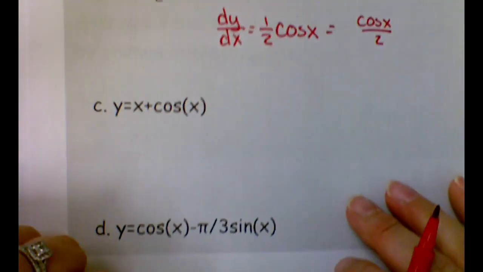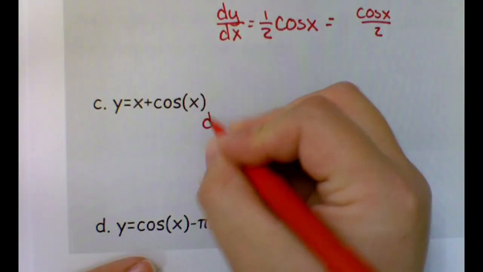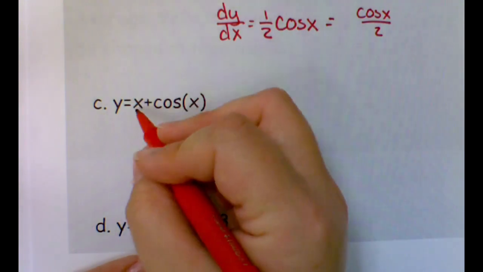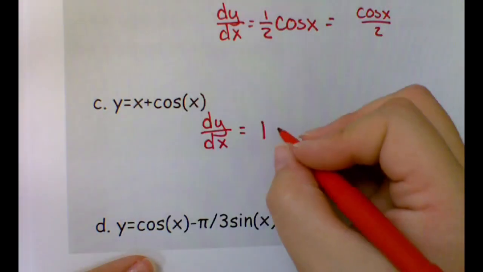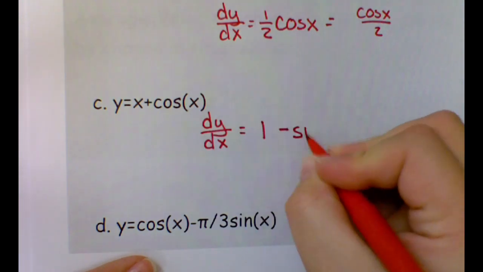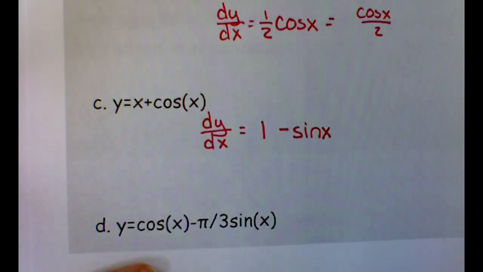For part C, y equals x plus the cosine of x. The derivative with respect to x, so dy dx, equals the derivative of x, which is just 1, plus the derivative of cosine of x, which is negative sine of x. So I can really just say 1 minus sine of x.